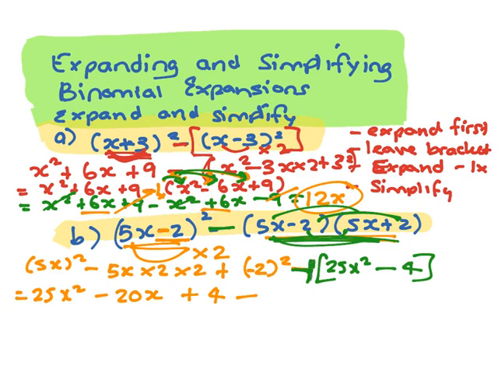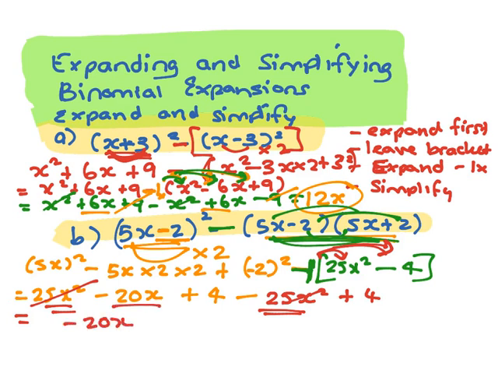So treat this like there's a minus out the front, and then expand the bracket. So -1 times 25x squared is -25x squared. -1 times -4 is +4. 25x squared minus 25x squared is 0. And then you get -20x plus 4, which will give you +8. So you just got to make sure that you do this on the second one.